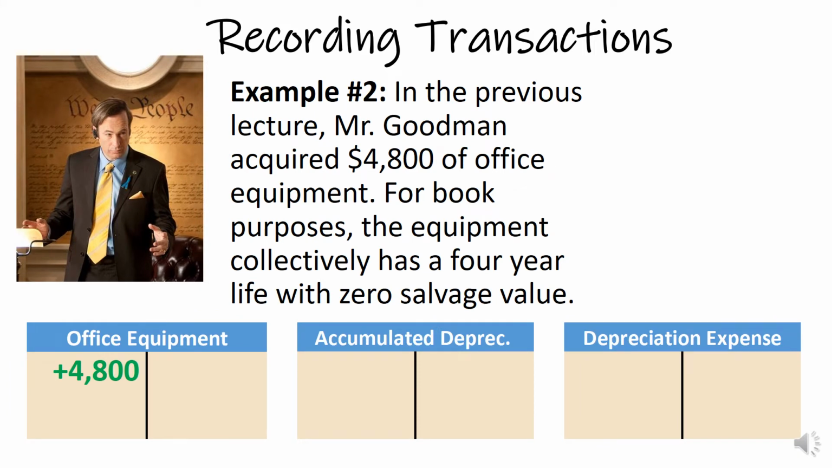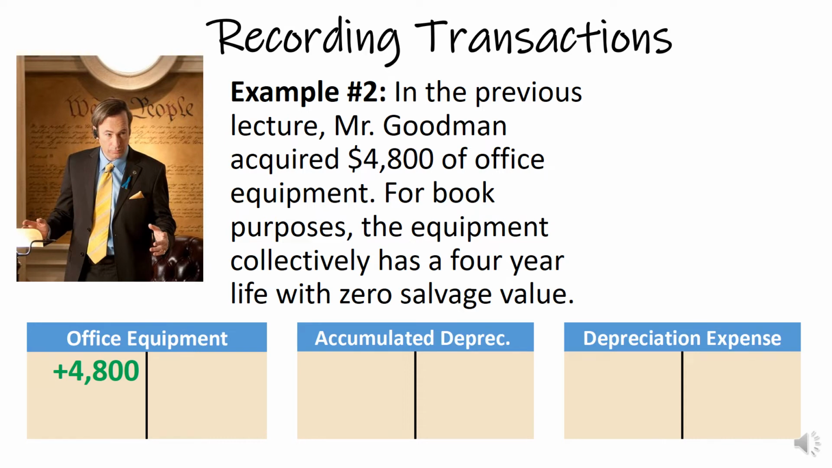Another typical example of adjusting your books for a prepaid expense is that of depreciation. We acquired $4,800 worth of office equipment in the previous video when we were setting up our business. But we know that our office equipment is going to lose its value over time. You're not going to be able to resell it for the same amount as you bought it for. So we have to figure out how to allocate the cost of the equipment over its useful life.